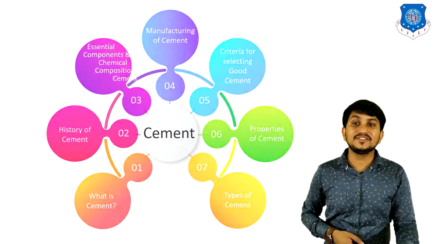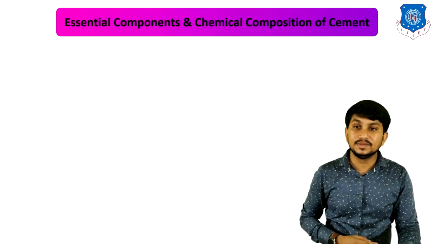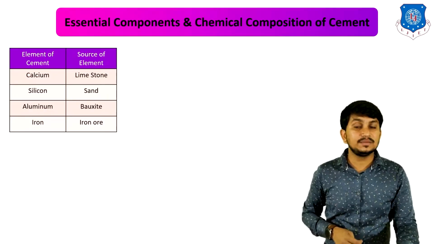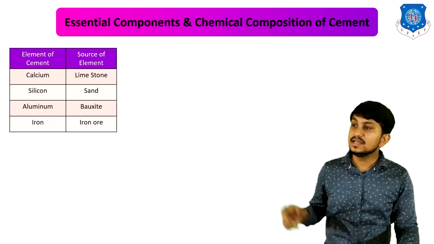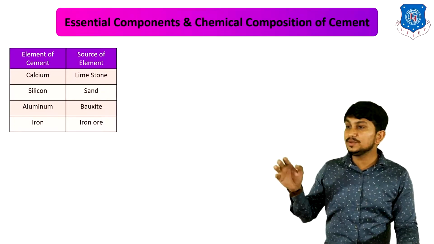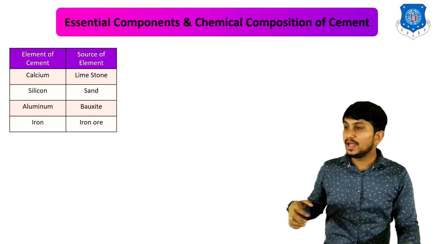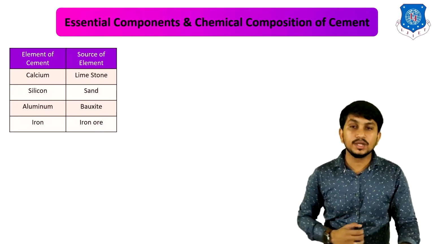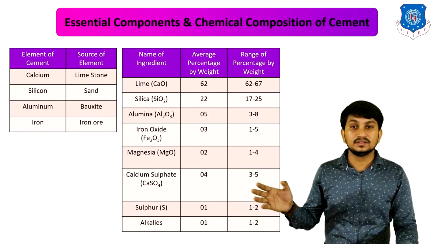Now, let's discuss the essential components and chemical composition of cement. There are four essential components of cement. First is calcium, which comes from limestone. Second is silicon, which comes from sand. Third is aluminum, which mainly comes from bauxite. And last is iron, which comes from iron ore rocks. The chemical composition of cement looks like this.